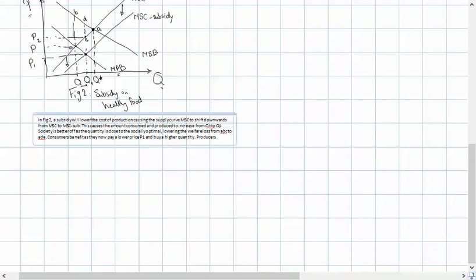Producers benefit as they now receive a higher price P2 instead of P, and are selling a higher quantity.